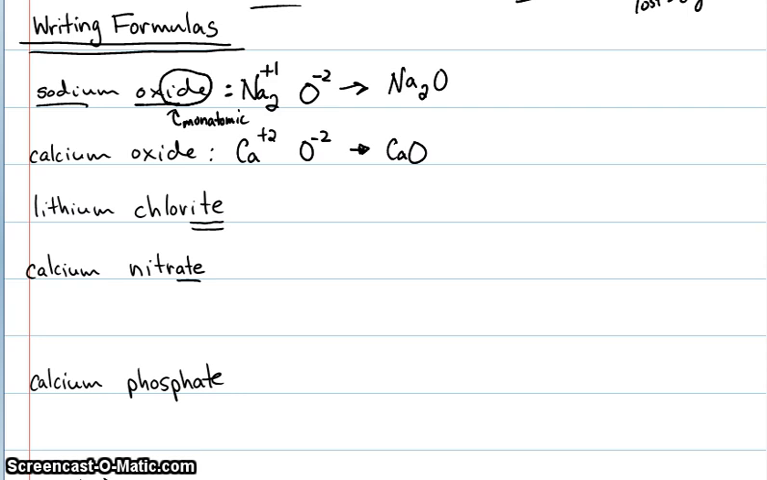Now we're going to move on to lithium chloride. Well, lithium is just Li. It's in group 1, so it's plus 1. Chlorite: if it ends in ite or ate, that is a polyatomic. So I'm going to go to my polyatomic list and look up chlorite. ClO2 minus 1 is the formula for chlorite. Be careful there because there's a chlorate, a perchlorate, and a hypochlorite. They all have different numbers of oxygens, but they all have the same charge. That's convenient.